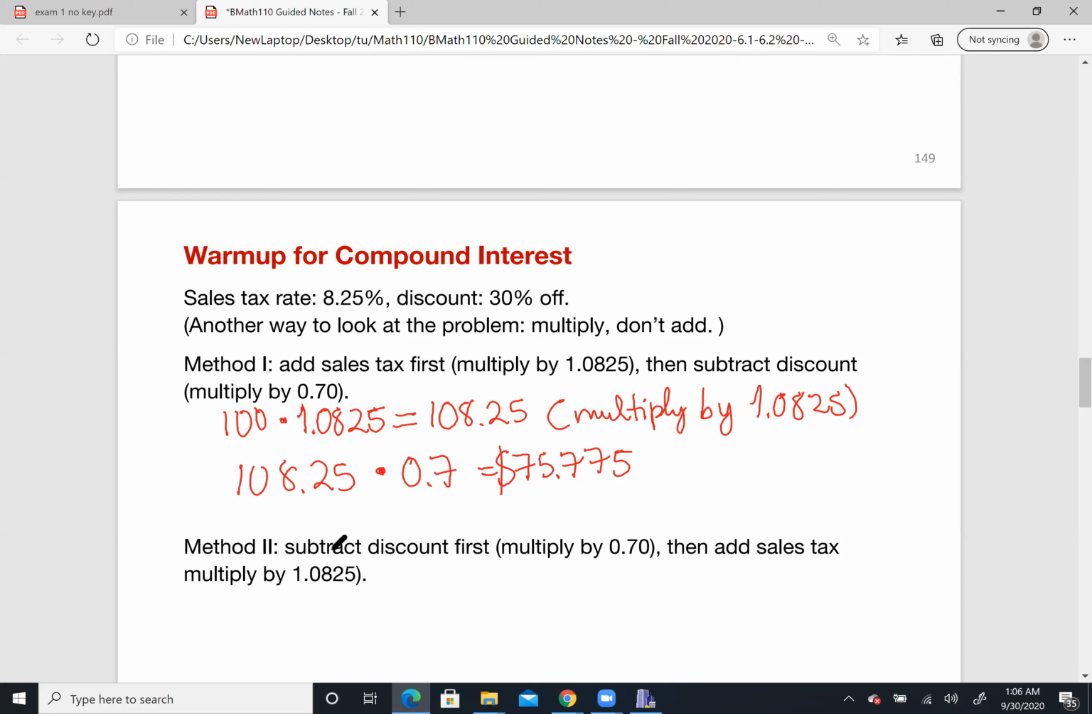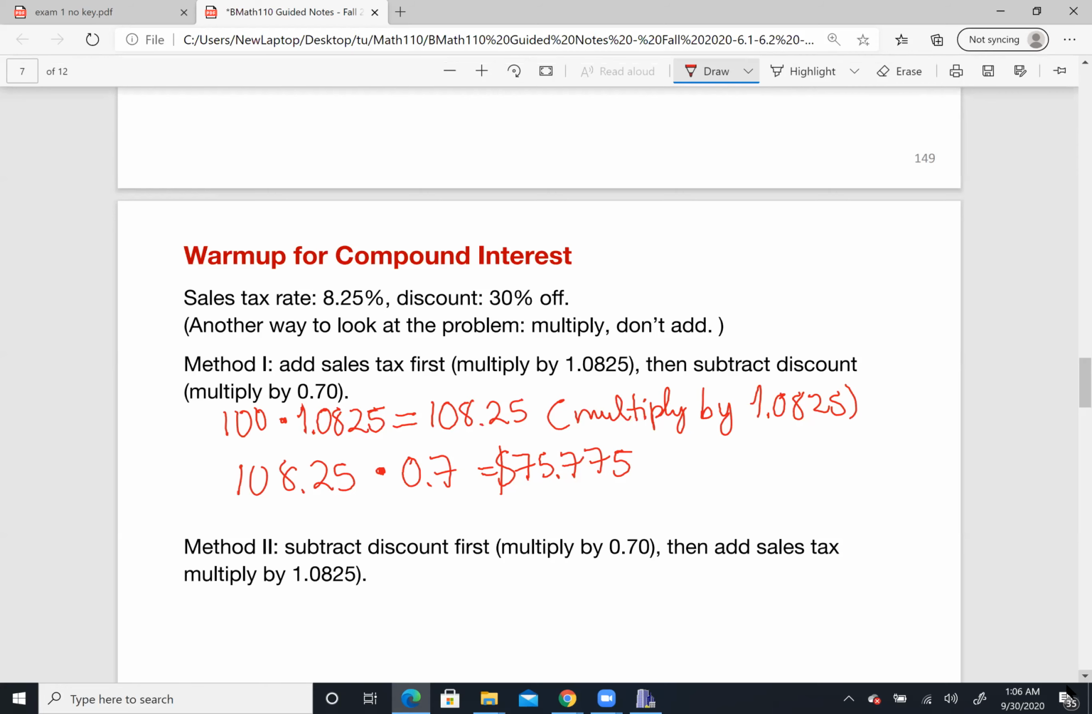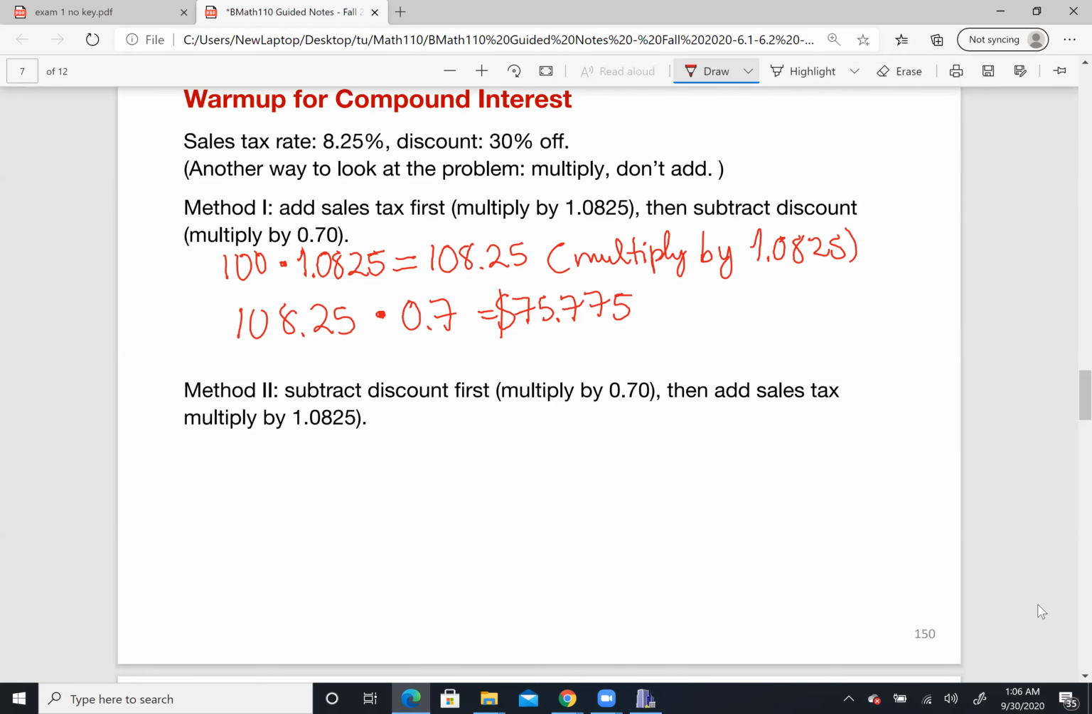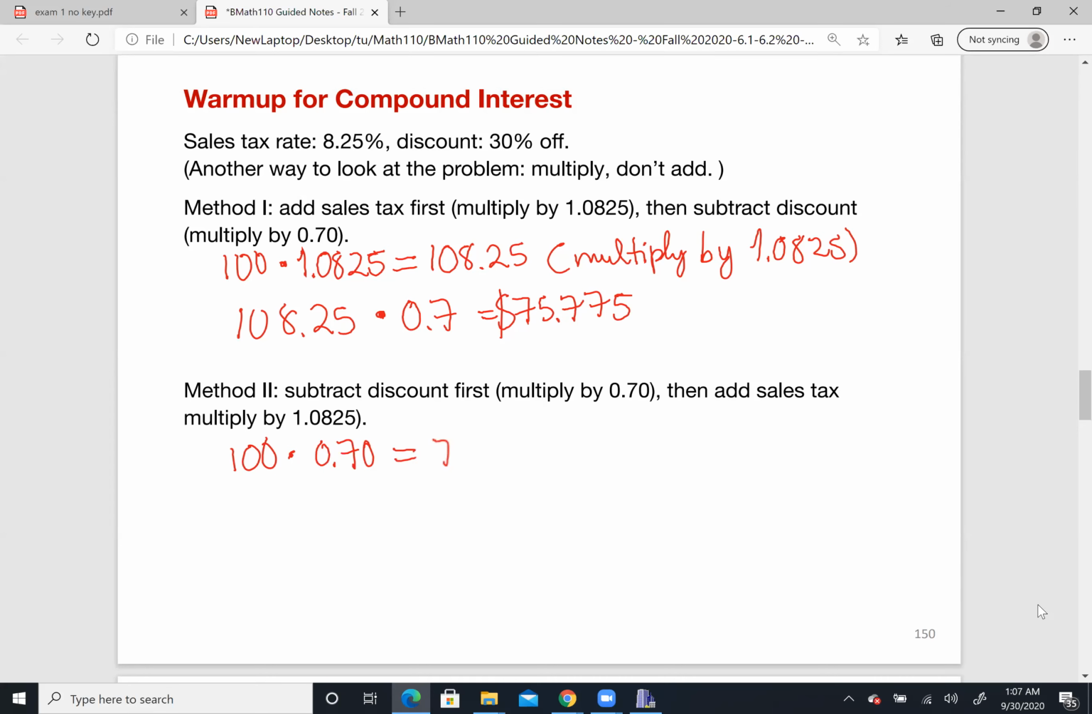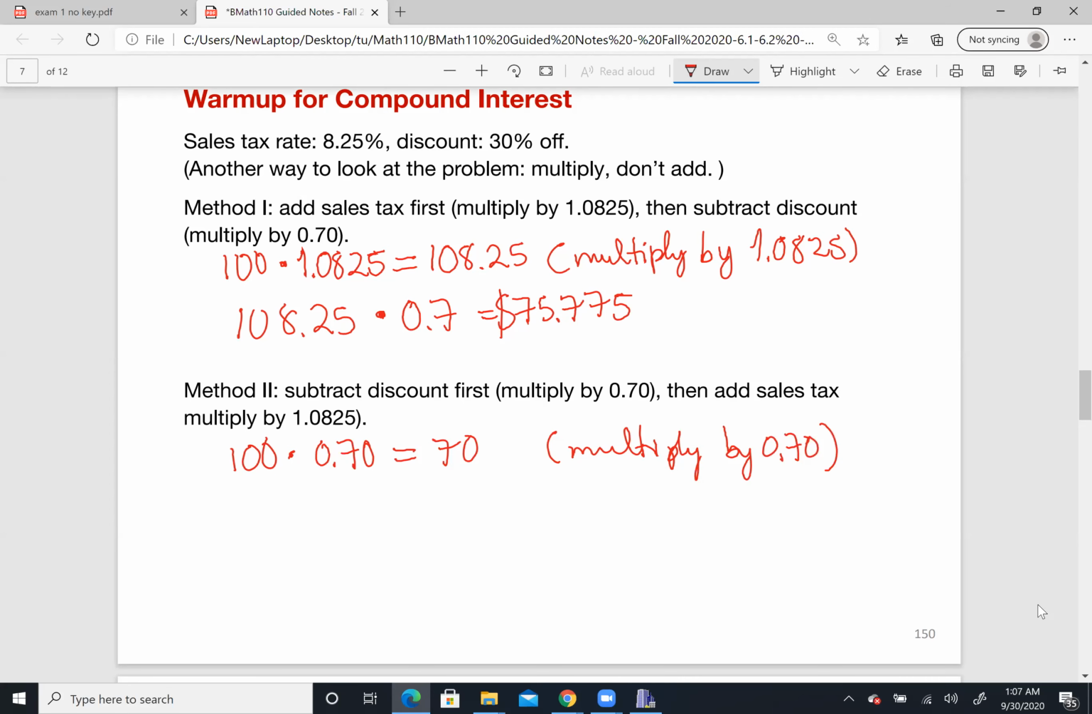Similarly, let's do method number 2. Method number 2, you do 100 multiplied by 0.7, and you have equal to 70, right? So in this way, instead of subtracting 30% of the 100, I just multiplied by 0.7.